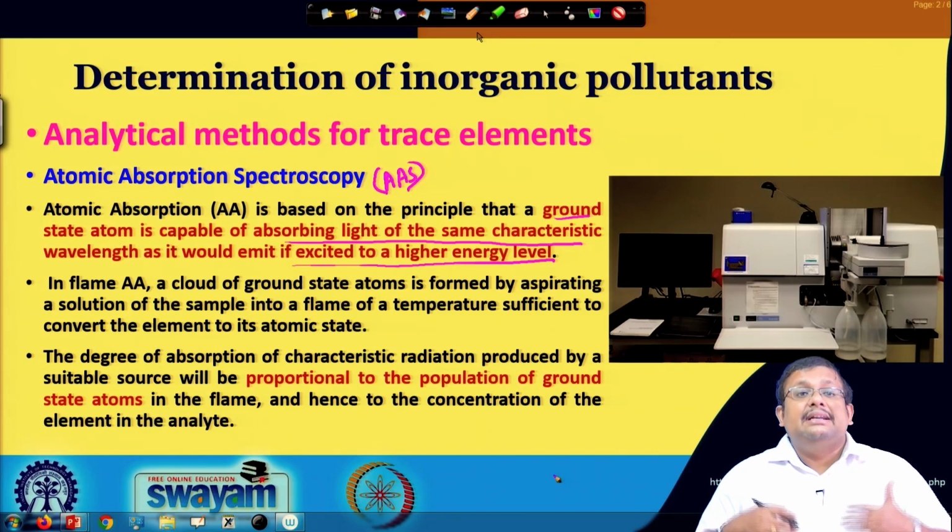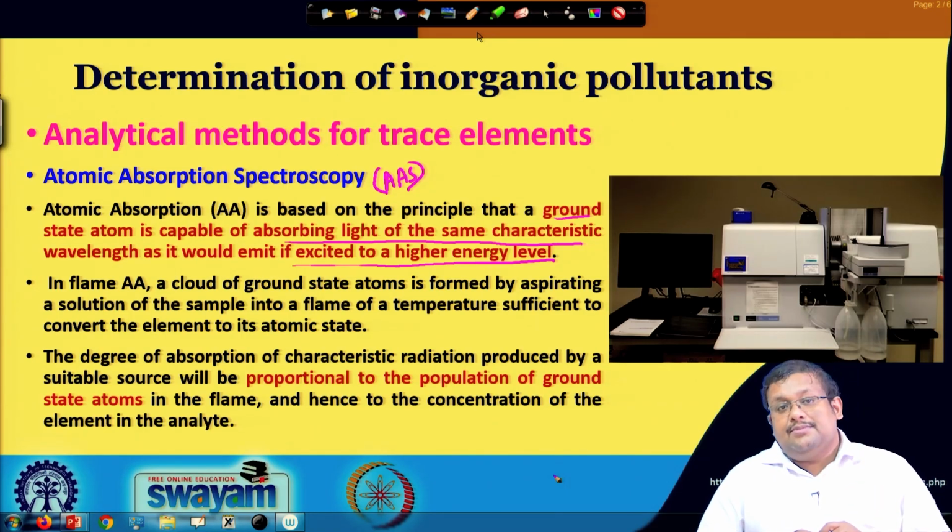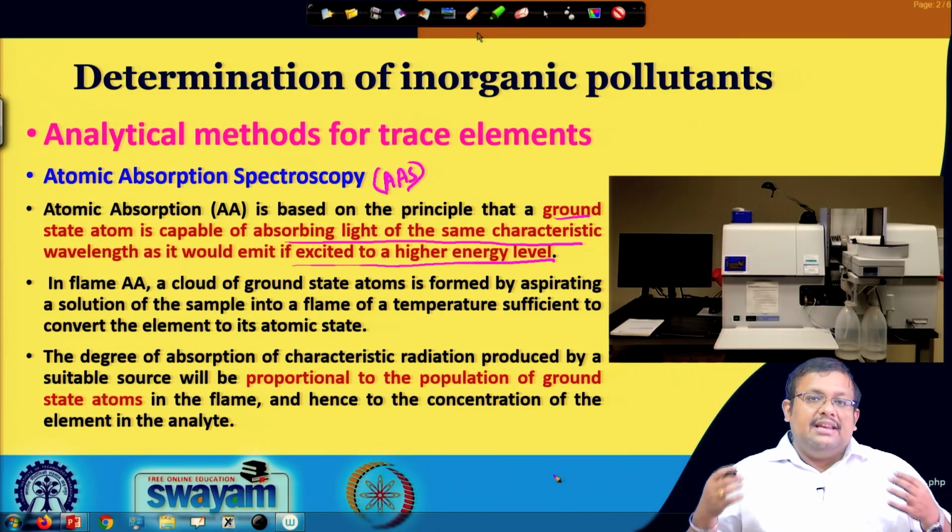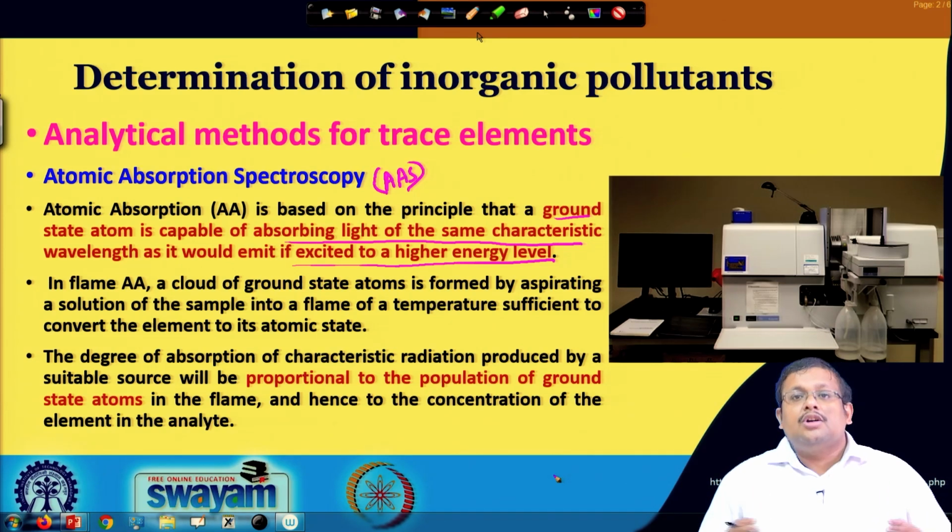Now, remember that the degree of absorption of characteristic radiation produced by a suitable source will be proportional to the population of ground state atoms in the flame and hence to the concentration of the elements in the analyte. So, with more concentration of the atoms of a particular element in the ground state, it will absorb more characteristic radiation. So, by this correlation we measure the concentration of a particular element through atomic absorption spectroscopy.